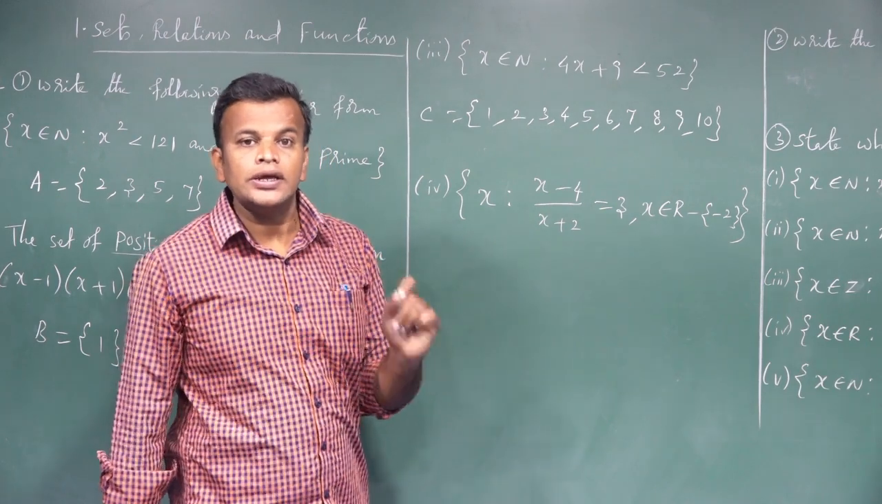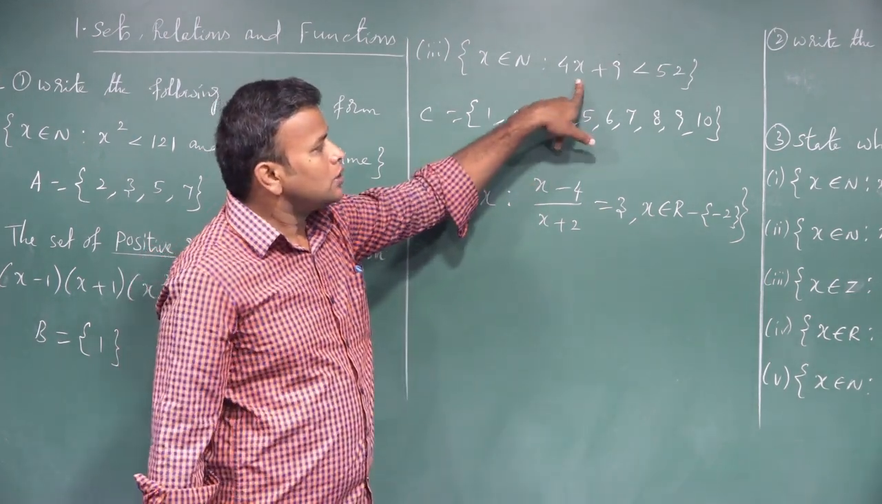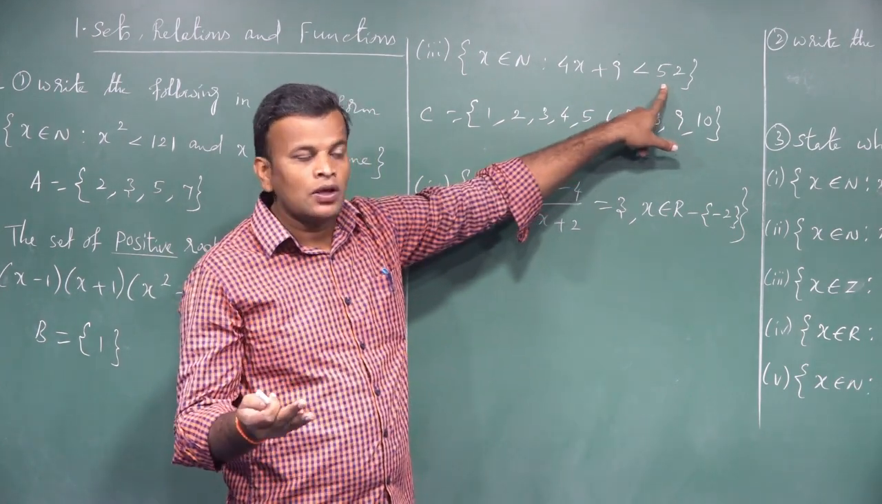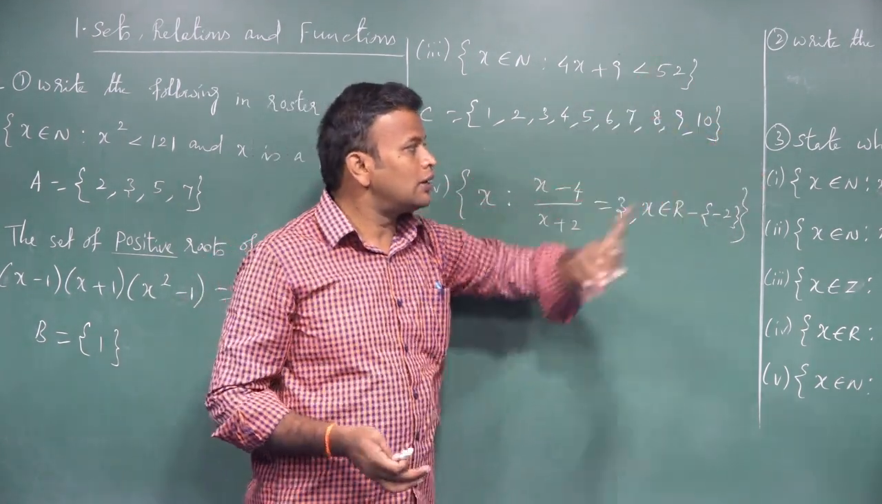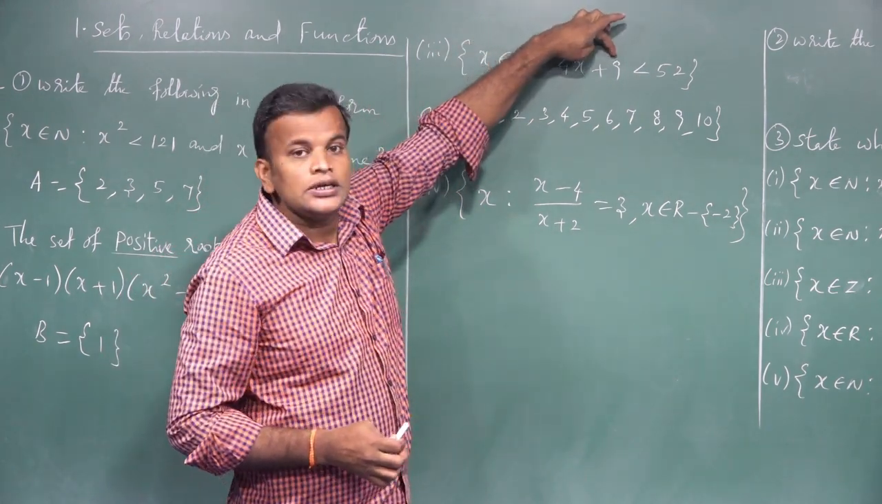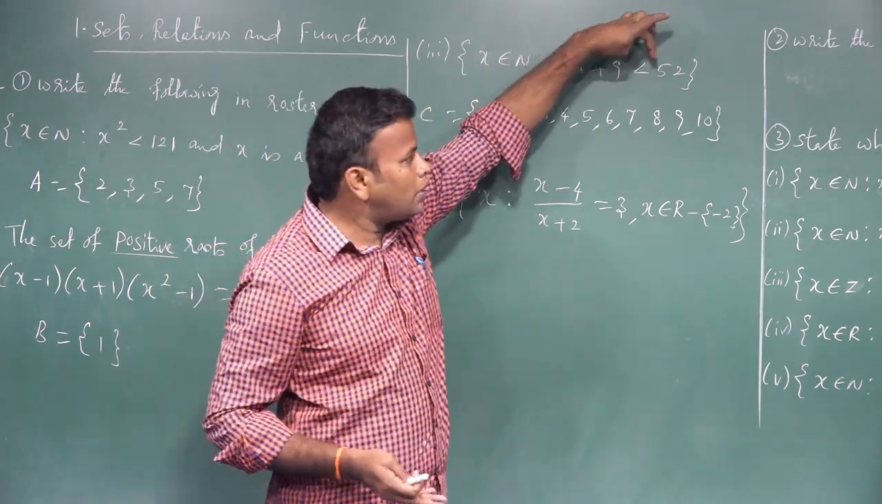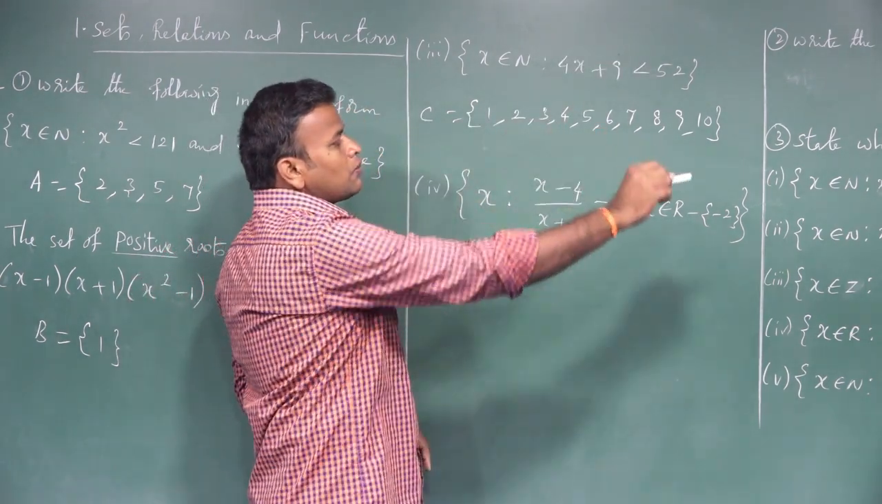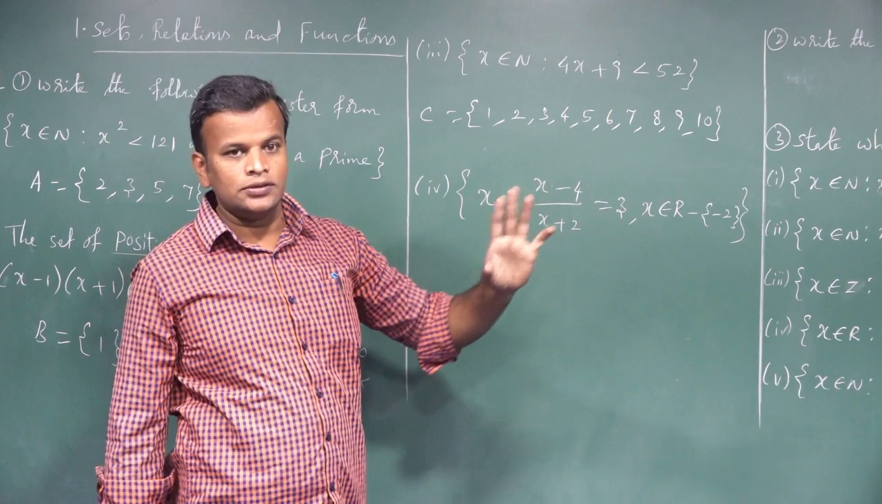Why do I stop at 10 here? 4 10s are 40 plus 9, 49 is less than 52. It satisfies the condition. What is the reason not to write the next element 11? 4 11s are 44 plus 9 is 53, which is more than 52, but our condition is less than 52. So in this set the roster form contains 10 elements from 1 to 10.